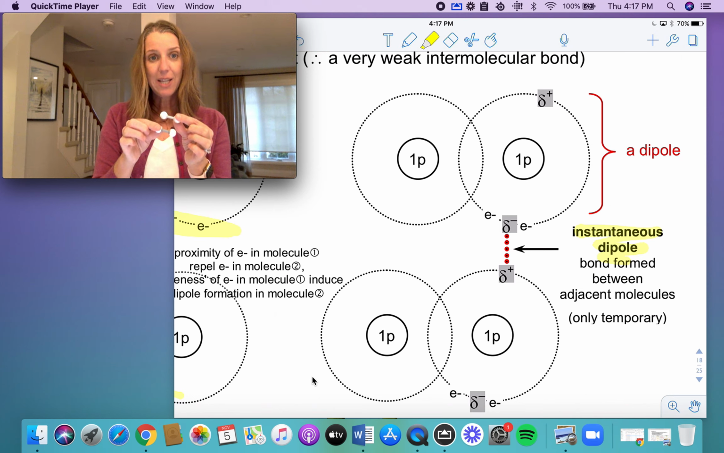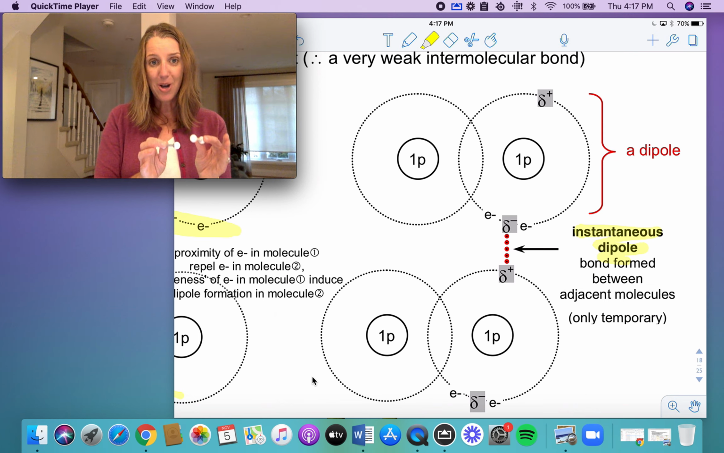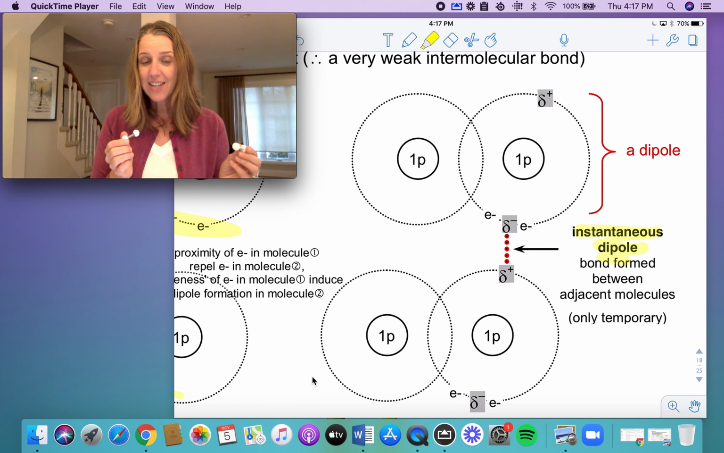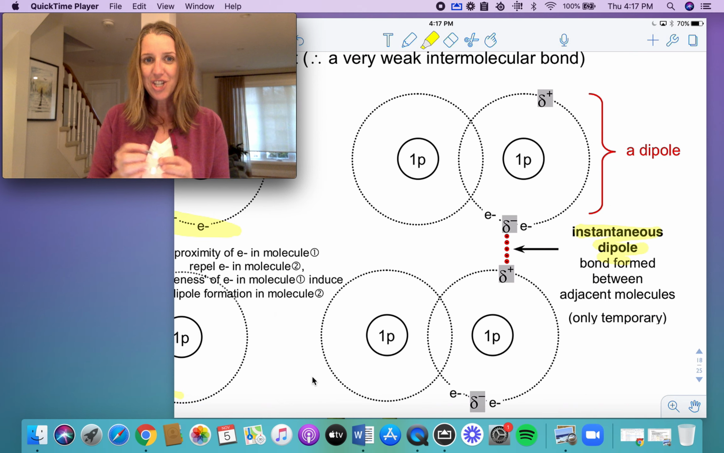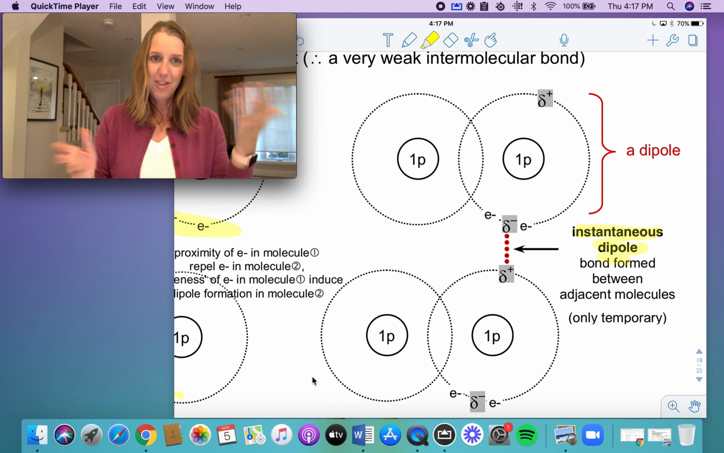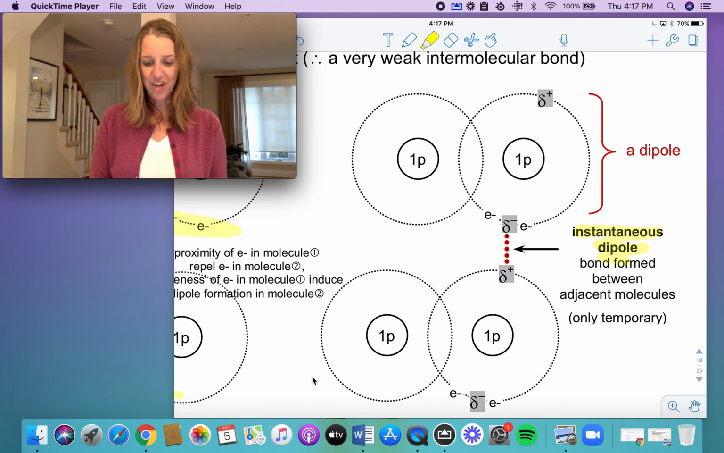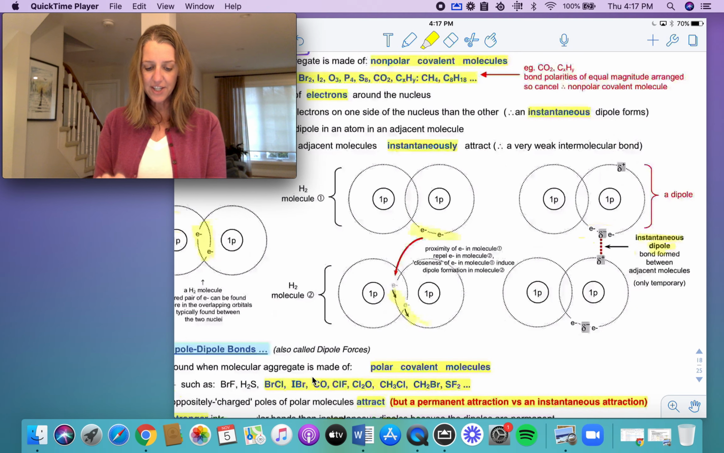So the boiling points and melting points will be much lower when you're looking at an aggregate of non-polar covalent molecules, for example, hydrogen gas. Okay, does that make sense? So now we're taking our information and you're going to apply it to the physical properties on one of the other pages that are in this section. Okay, that's the first one.